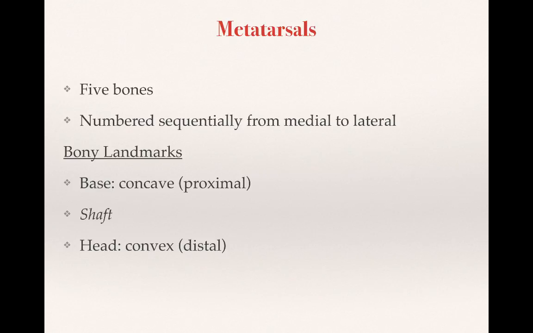The metatarsals are 5 bones that are numbered sequentially from medial to lateral, with the first metatarsal being the big toe. For all 5 of these bones, the base is the proximal part of the bone. It is a concave surface. The head is the most distal part of the bone, and it is a convex surface. And of course, the shaft is the portion that connects both.